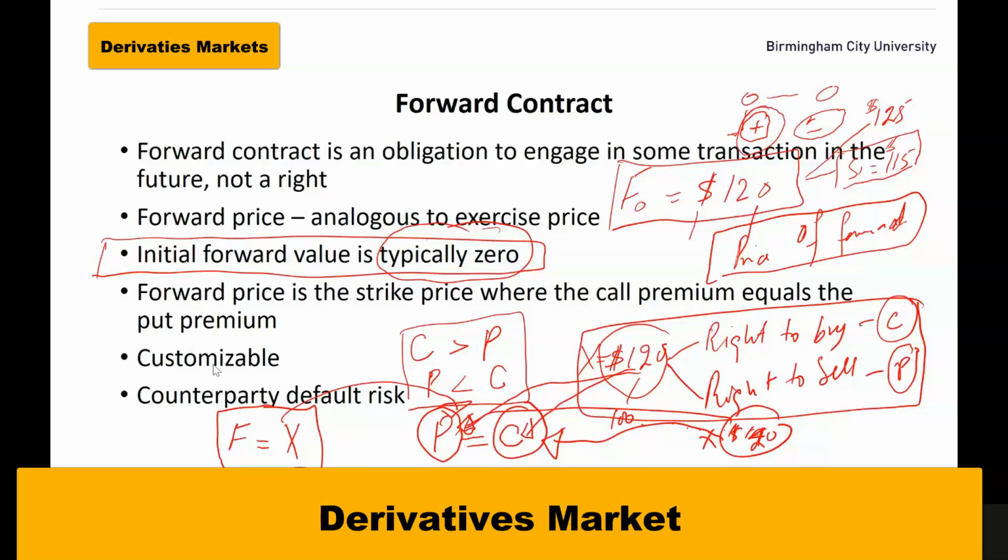Then forward contracts are customizable. They are exclusively OTC contracts, so the terms and conditions can be made according to the requirements of the buyer and the seller in the forward contract. The downside of the forward contract is that they carry significant counterparty default risk. Because this is an OTC transaction between two parties, either party can default.